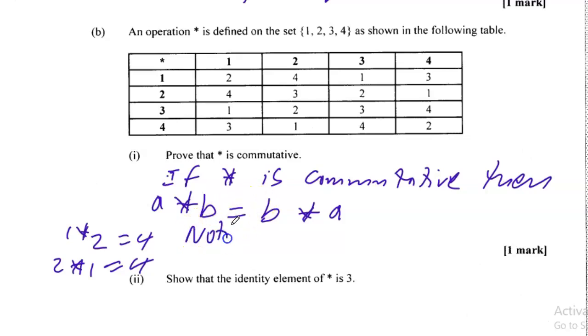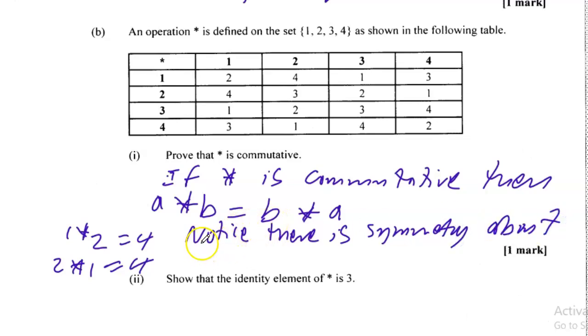So notice there is symmetry about the main diagonal, which would be this one here. And notice there's symmetry: 4, 4, and so on, 1, 1, 2, 2, and so on.